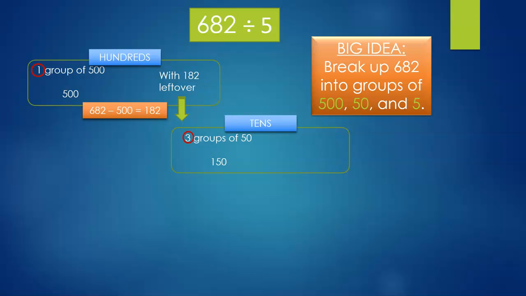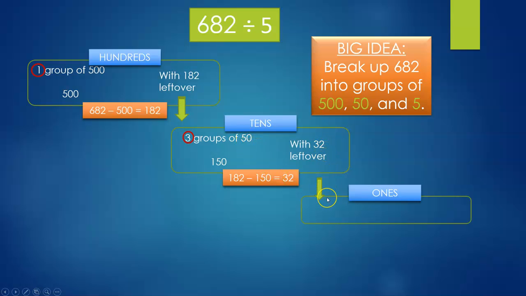So you can do a little bit of experimenting and find out you can fit 3 groups of 50. That gives you 150. And then you're left with 32. So you can't fit another 50 in, so now we break it down and go to the next step. So 32, you can play around a little bit and see 6 groups of 5 fit into there. That gives you 30, and then there are 2 leftovers.